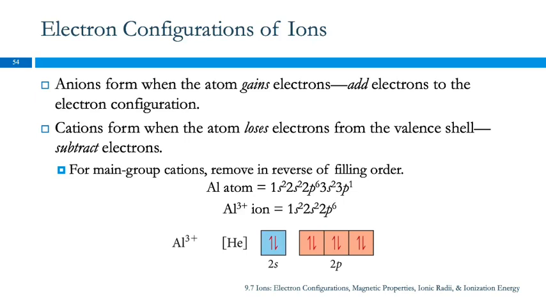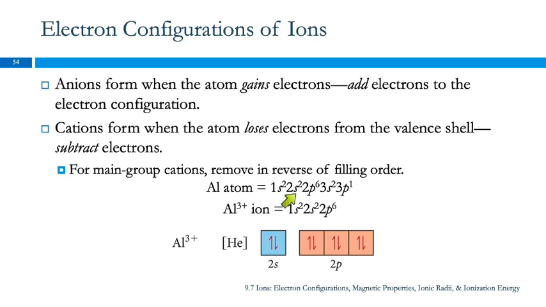A cation forms when an atom loses electrons. Electrons can't lose atoms. Cations form when the atom loses electrons. Those electrons are going to be lost from the valence shell, and then we subtract electrons. So for the main group elements, you just remove the electrons from the end. Reverse order of filling. So here the example is aluminum.